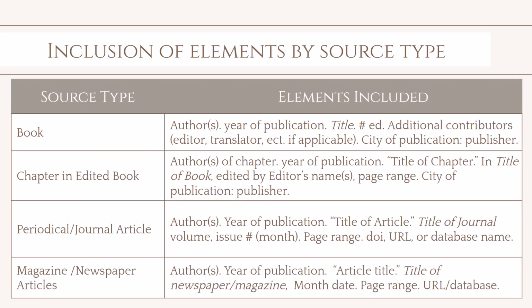This table breaks down the typical elements included in the most common source types used in academic or scholarly works. All sources should start with author followed by year of publication to easily identify matching the correct source from the author date citations. Electronic resources will usually include a URL, database, or DOI.